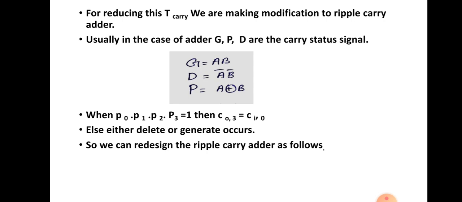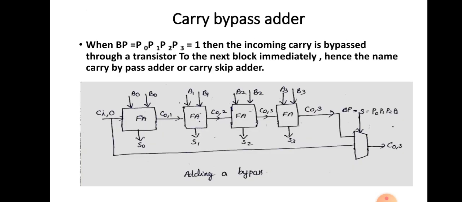So we have to redesign the ripple carry circuit by using this equation. Let us see how we can redesign it. What is the condition? Whenever P0 into P1 into P2 into P3 is equal to 1, the output carry equals the input carry, so we select the input carry as the output carry when that condition is satisfied. For selecting purposes, we include a multiplexer. You know that whenever the multiplexer selection signal is equal to 1, we can choose one input signal.